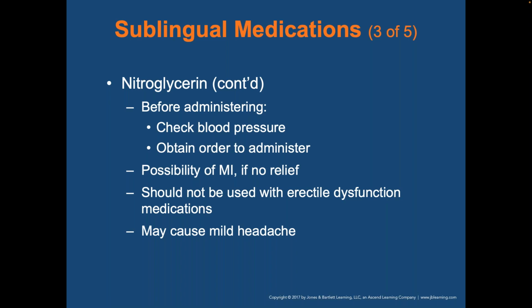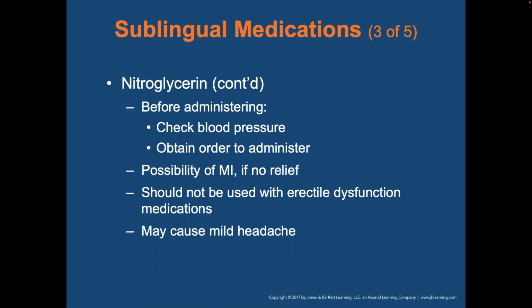If nitroglycerin no longer brings relief to a person for whom it has previously worked, the patient may be experiencing an MI instead of an angina attack. So you want to ask how much nitroglycerin the patient needed in the past to relieve pain and how much was taken at that time. Report this information to medical control.